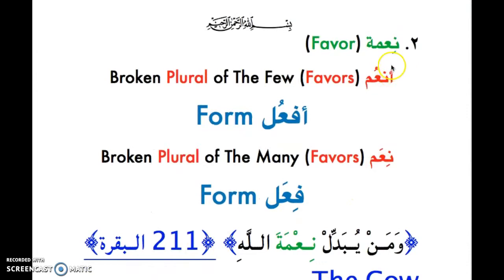The second example is ni'mah. Ni'mah can mean blessing or favor from Allah. And we have two forms of plurals here. One is broken plural of the few, and the other is broken plural of the many. An'um and ni'am. They both mean favors. And this is the form they come in.